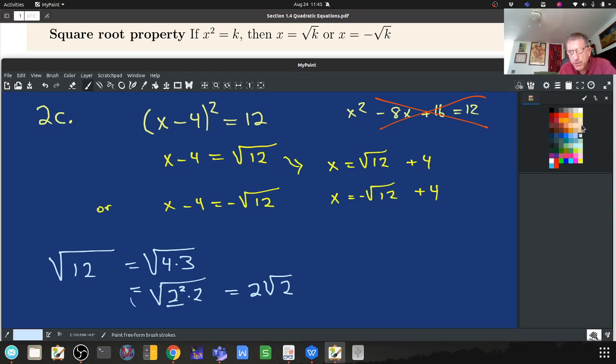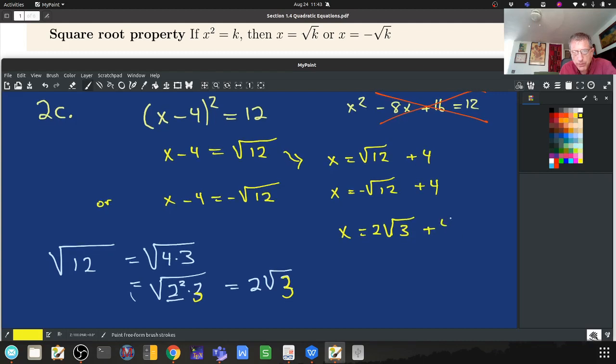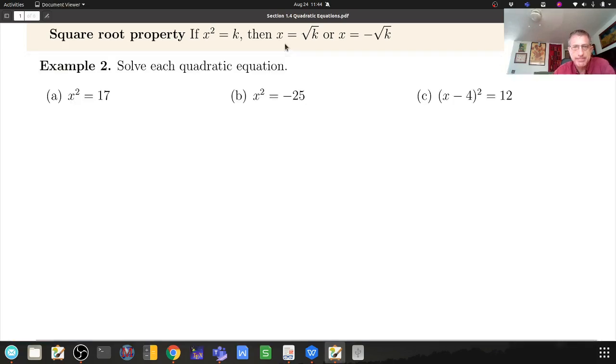So my final preferred answer format is x is equal to 2 on the square root of 3 plus 4, and x is equal to minus 2 times the square root of 3 plus 4. Okay, so that's it for that one.